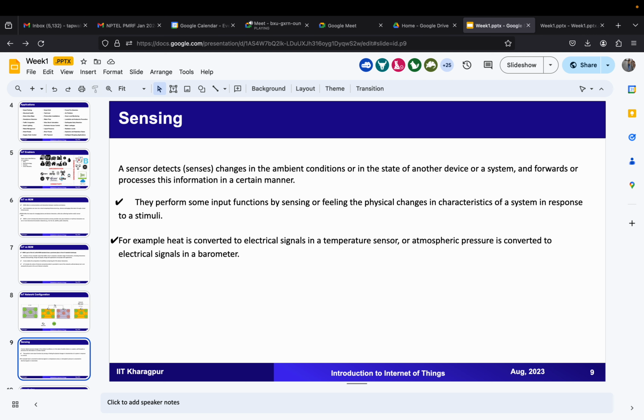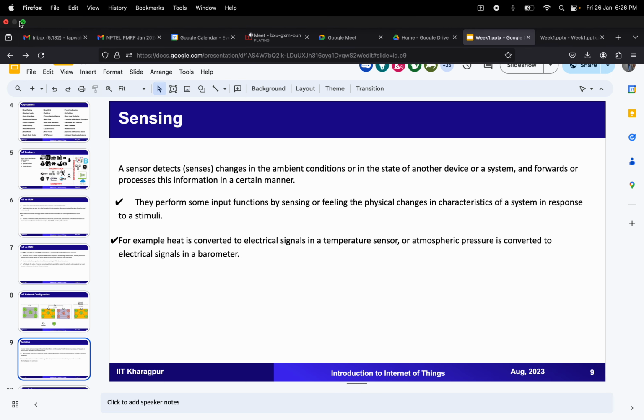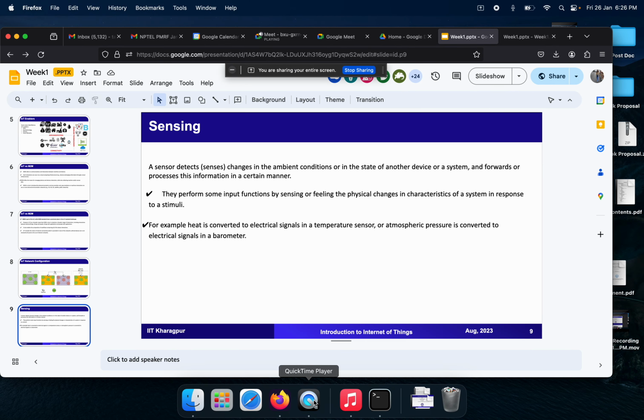Now sensing. In the case of an IoT network, there are various sensors deployed, and the objective of those sensors is to wait. I have to record also. Is it recording? Yeah.